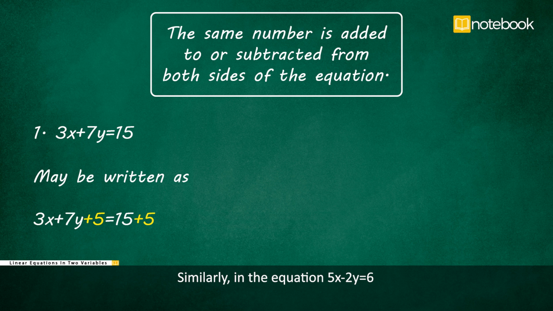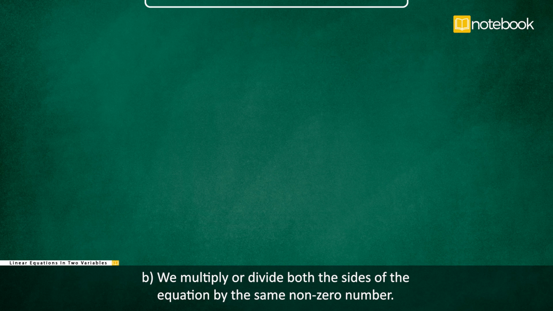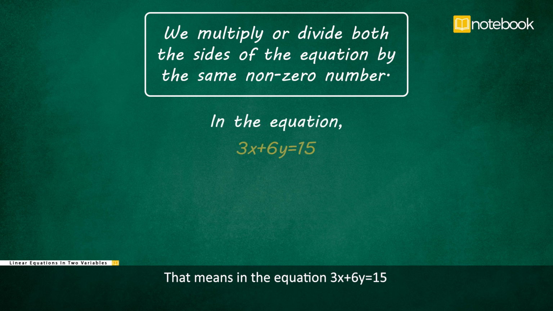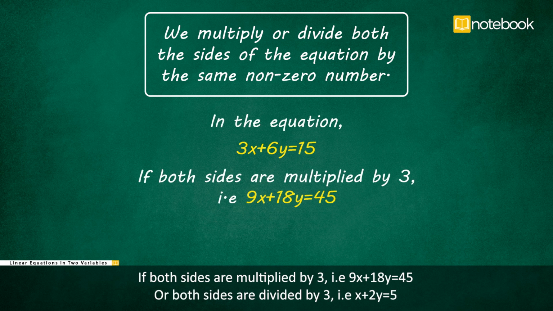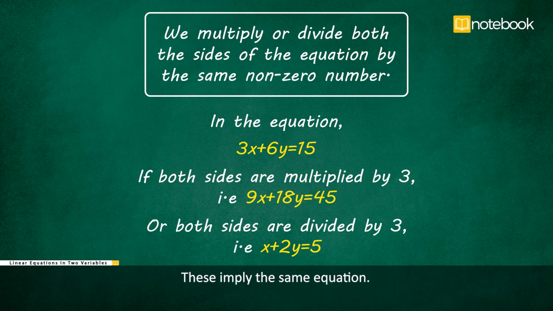Similarly, in the equation 5x minus 2y is equal to 6, if we subtract 3 from both the sides, the equation remains the same. That is, 5x minus 2y minus 3 is equal to 6 minus 3. B. We multiply or divide both the sides of the equation by the same non-zero number. That means in the equation 3x plus 6y is equal to 15, if both sides are multiplied by 3, that is 9x plus 18y is equal to 45, or both sides are divided by 3, that is x plus 2y is equal to 5, imply the same equation.